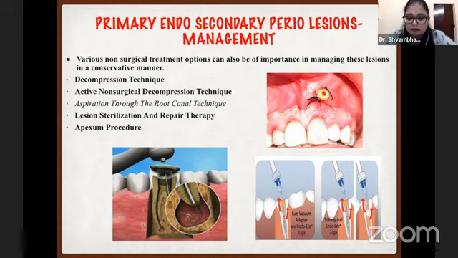There can be non-surgical decompression techniques also that can be done via aspiration through the root canal, wherein a vacuum adapter can be placed inside the root canal, and because of the vacuum that is generated in the suction tip, the periapical exudates can be suctioned out from the root canal, and the lesion sterilization can be achieved.